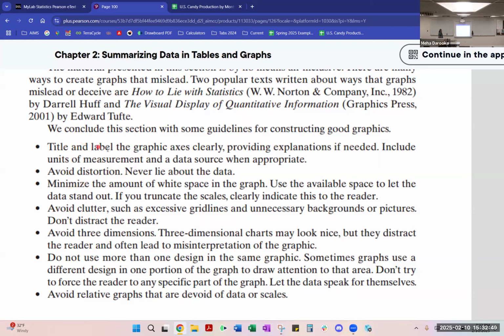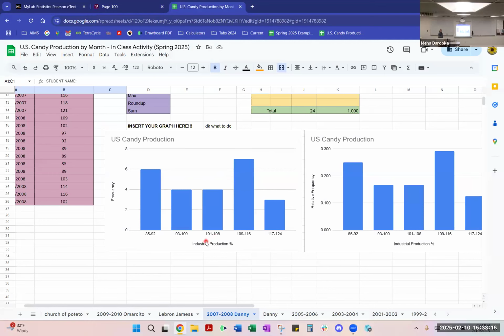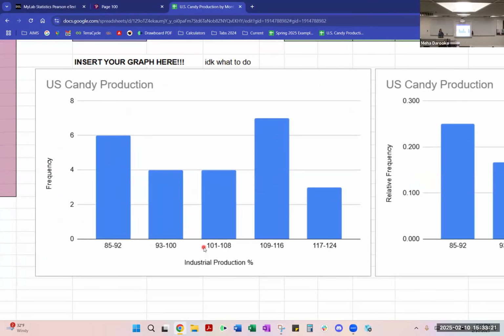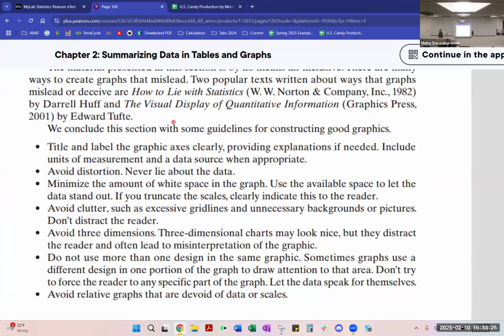Okay, so the title and labels of your graphic axes, horizontal, vertical, diagonal, whatever we may have in there, should be clearly labeled. Provide explanations if needed, including a unit of measurement and a data source when appropriate. Remember, we had talked about including the percentage symbol when we were doing the industrial production, so you will see we had put a percent symbol next to it. That way we would know that we were looking at a percentage value, not just raw numbers.